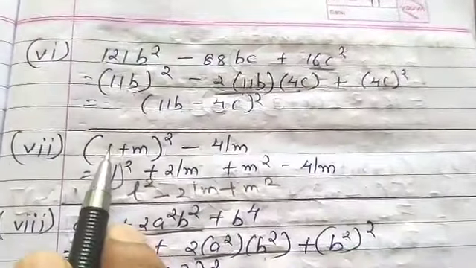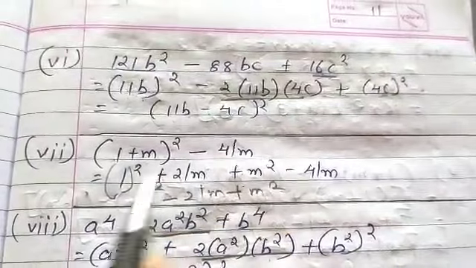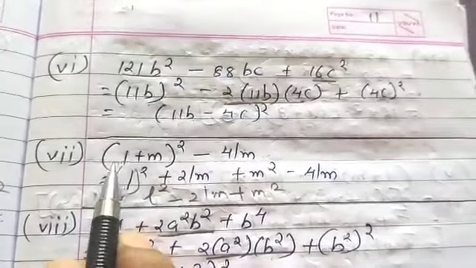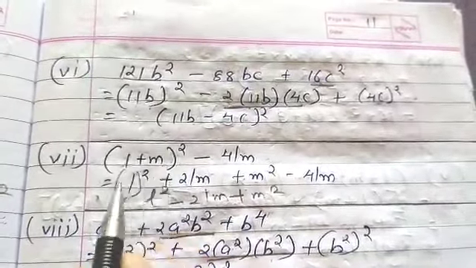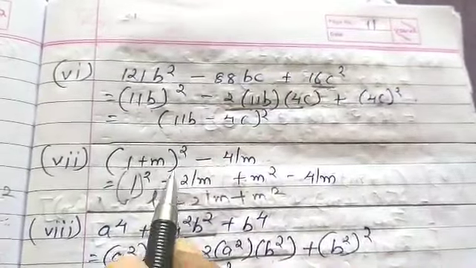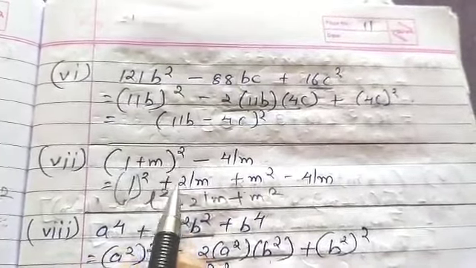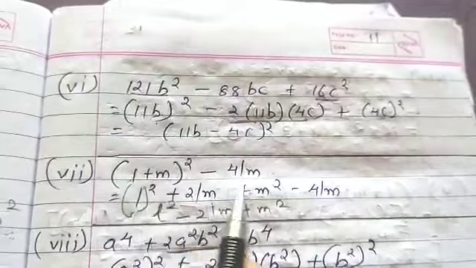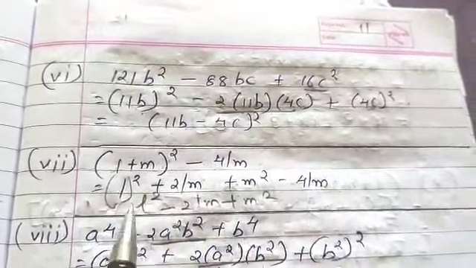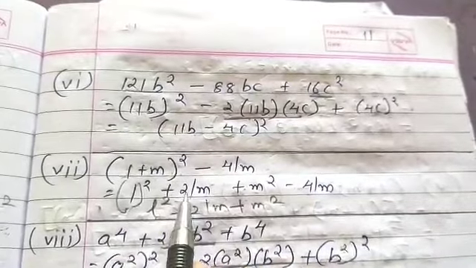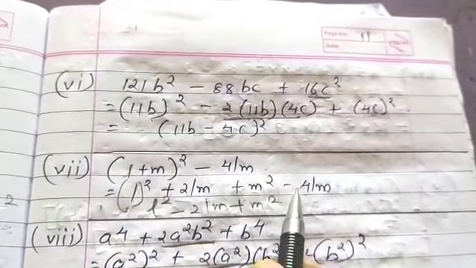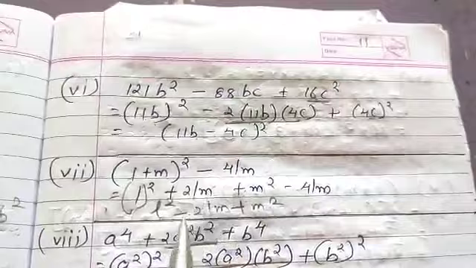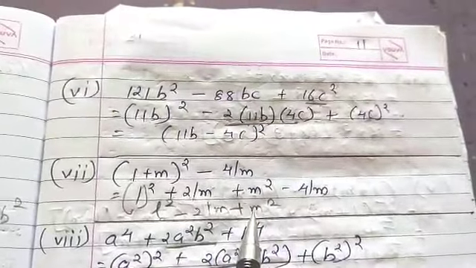Then (l plus m) the whole square minus 4lm. Here also, first make a square of the first term, that is l. Now the identity is given: (a plus b) the whole square, its value is a square, that is a square of the first term, plus 2 times first term into last term, that is 2lm, plus the square of the last term, that is m square, minus 4lm, write down as it is. Then write down this l square as it is. Now from the sum of 2lm and negative 4lm, the sum of the common variable, it gives minus 2lm, and write down this plus m square as it is.